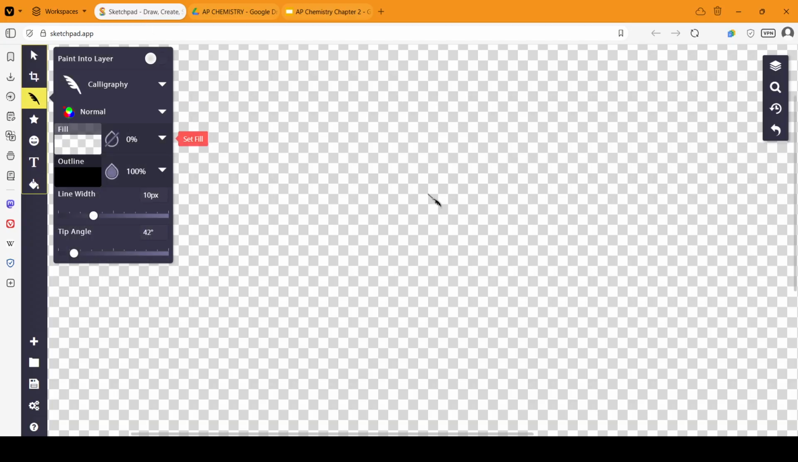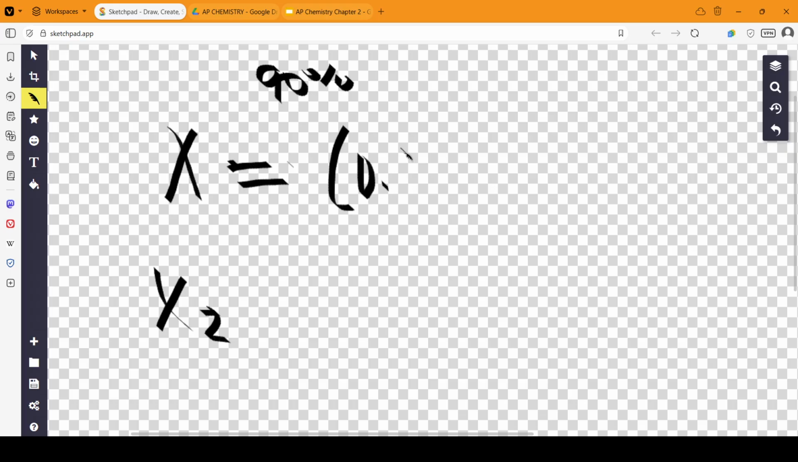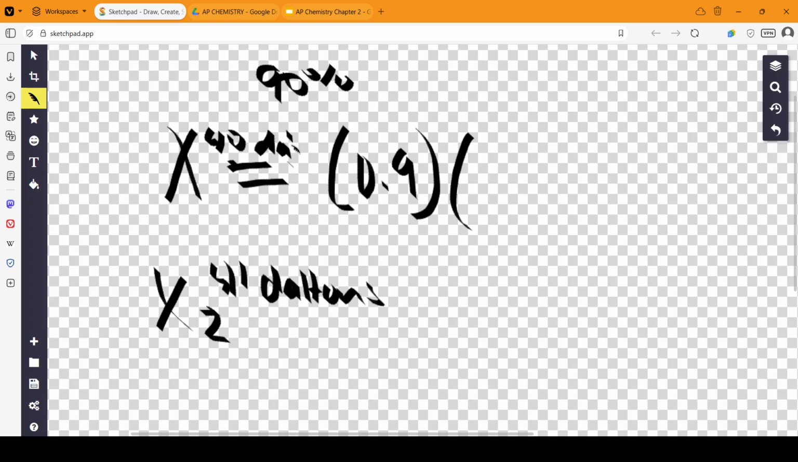So we can go to Sketchpad, and let's say we're trying to calculate. There's an element X, and there's an element Q, and this is a second isotope. So let's say in the wild you find 90% of X. That means 0.9 times the atomic weight. So let's designate this as 40, and let's designate this as 41 Daltons, or AMU, same thing.